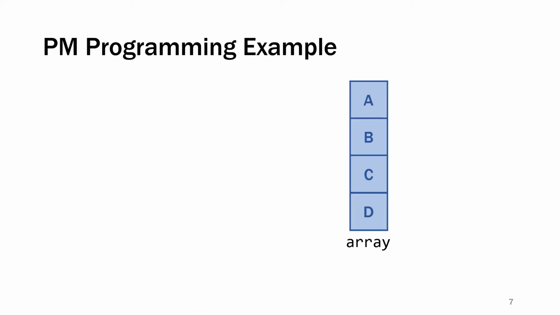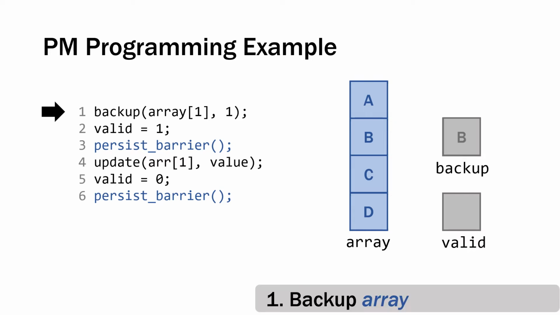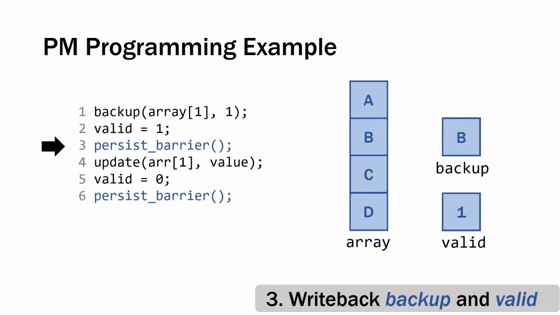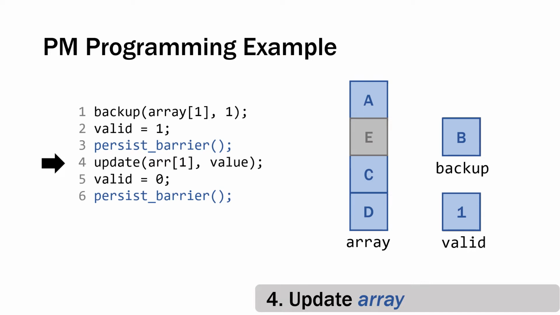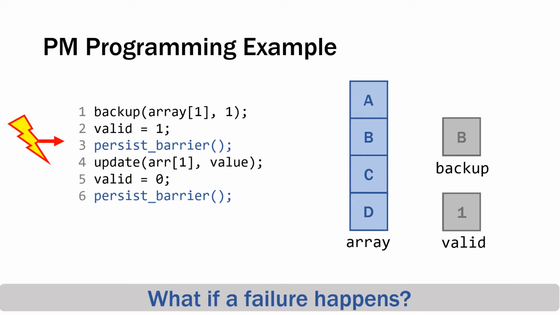Now let's go back to the example. The left side shows a code implementation of the crash consistency mechanism with 3 steps: backup, update, and commit. On the right side, there are 2 new data structures. One is the backup of the old data, and the other is valid, showing the validity of the backup. First, the program makes a backup of the array, and then it sets the value to 1 and uses the persist barrier to write back the backup and the valid. And then it does an in-place update and sets the value back to 0 and writes back all the updates.